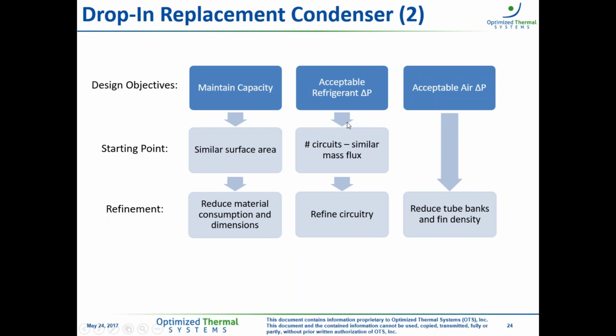With the refrigerant pressure drop, there may be refinements to the circuitry that are possible. We could add or remove circuits to improve performance. And in terms of airside pressure drop, we can start studying the effect of fin density changes and tube configuration changes to ensure that we achieve a refrigerant pressure drop that's acceptable. And in this phase, there can be a fair amount of trial and error as we look at all of these different configurations of different fin and tube configurations, different circuitries, different numbers of tubes.